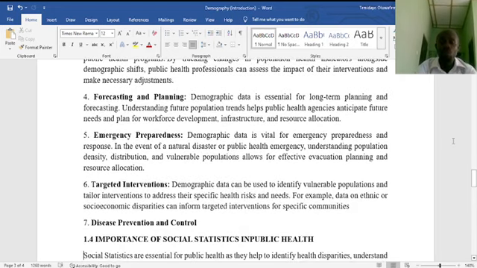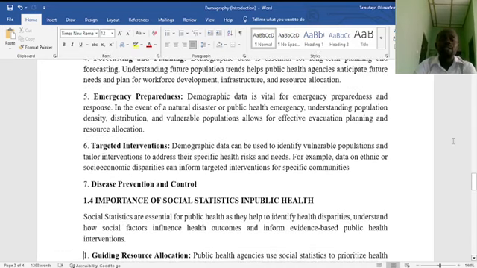We have forecasting and planning. So when you know the distribution, the number of people in a particular environment, it helps to know how the population will grow and what is expected in terms of resource allocation and infrastructure.